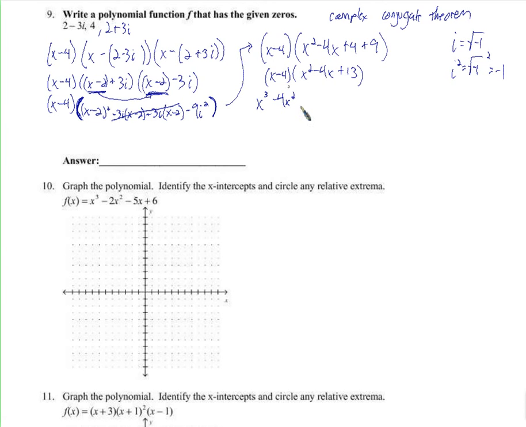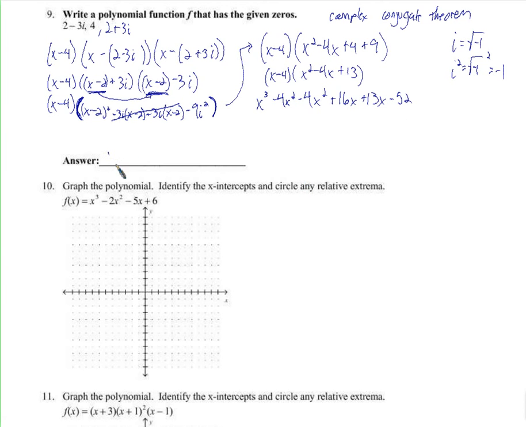Now the negative 4x times x is negative 4x squared. Negative 4x times negative 4 is positive 16x. 13 times x is 13x. 13 times negative 4 is negative 52.